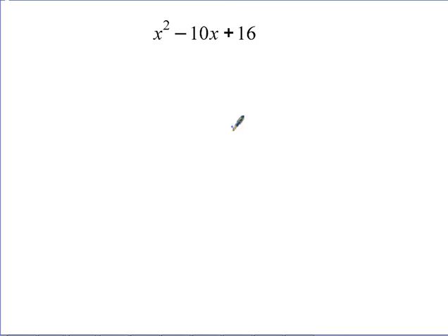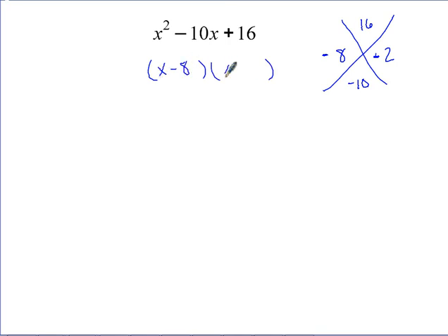So here I have x squared minus 10x plus 16 that I need to factor. This is one where we can set up with the x. I need numbers that multiply to 16 and add up to negative 10. So if I have a positive number down here and a negative number there, I need two negative numbers. The factors of 16 that are going to add to 10 would be 8 and 2. Negative 8 times negative 2 is positive 16. Negative 8 plus negative 2 is negative 10. So my factors are x minus 8 and x minus 2.